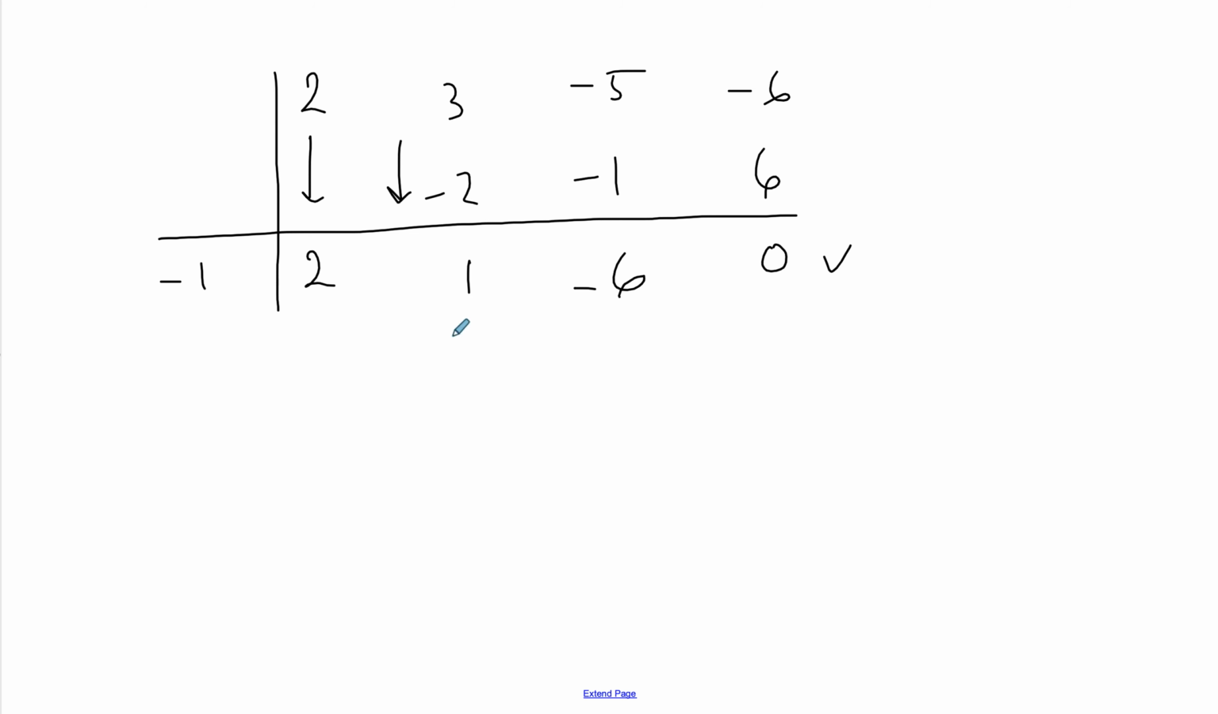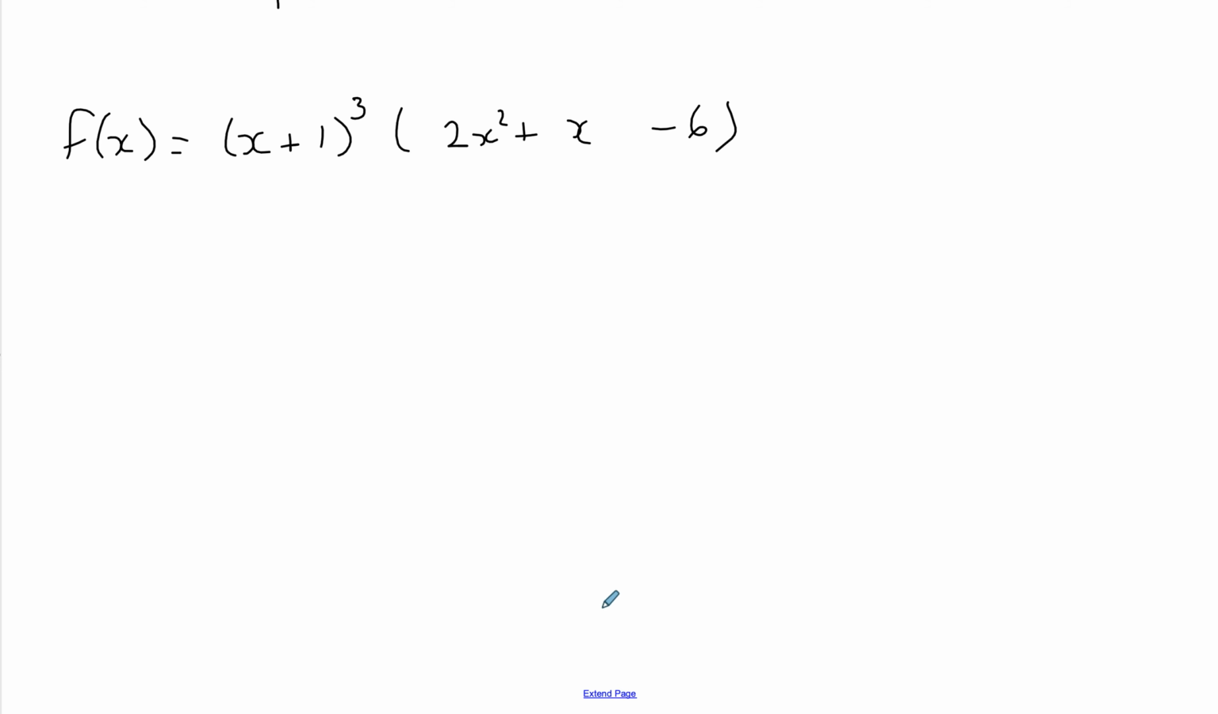So we are left with this expression. It means that f of x is equal to x plus 1 cubed, because we just divided 3 times. And then we have this, and remember you start with your constant, so -6, and then I have x here, and then I have 2x squared. So surprise, surprise, I'm left with a quadratic, and I should know how to factorize a quadratic. The factorization of this quadratic, which I'm not going to go through, is going to be 2x minus 3 and x plus 2.